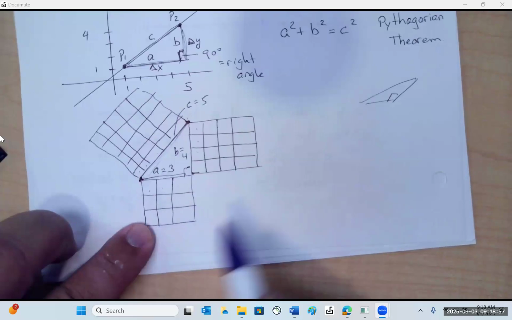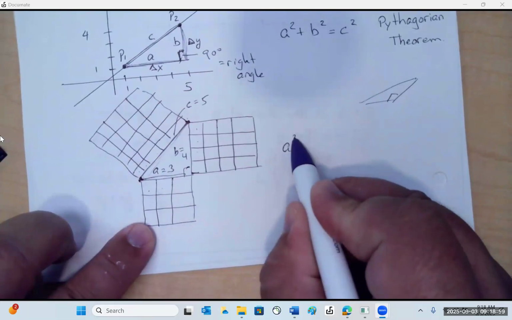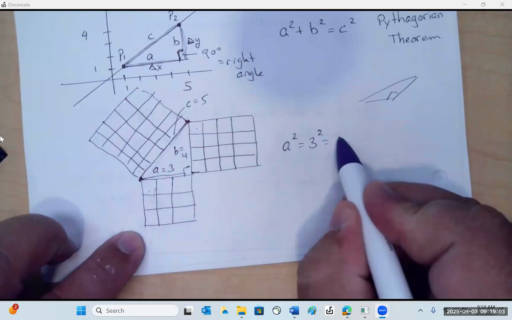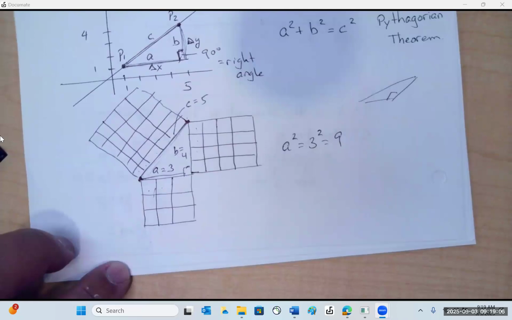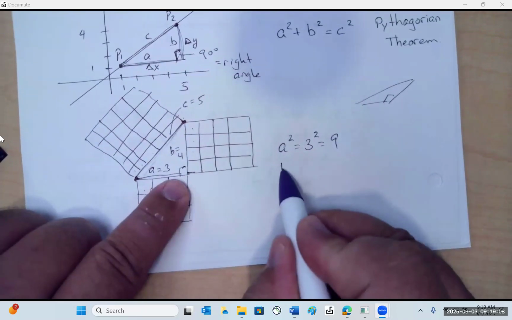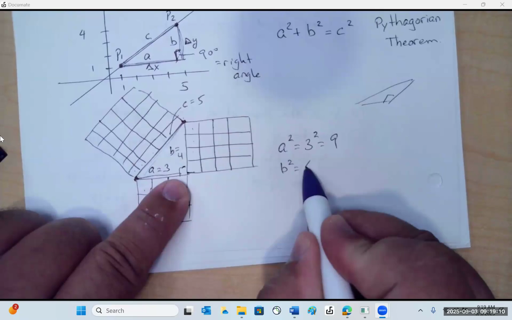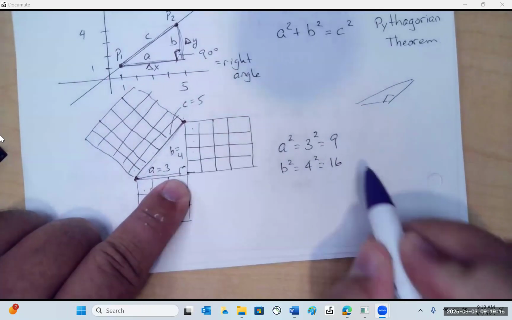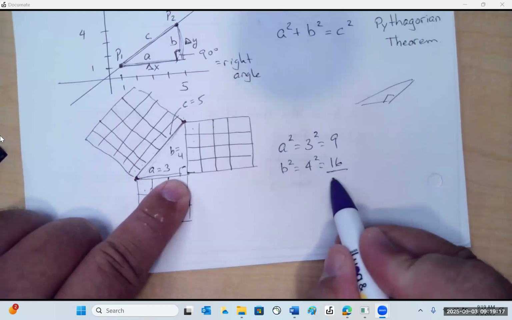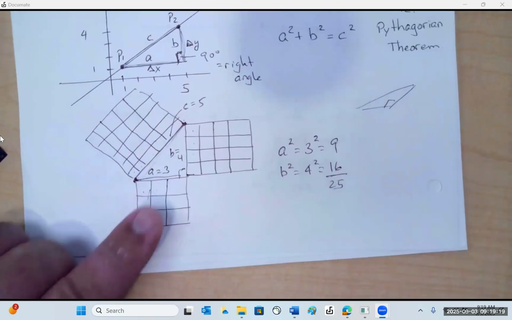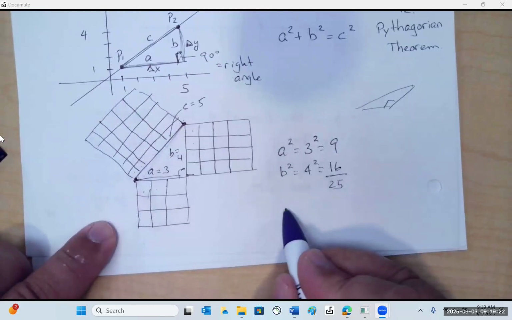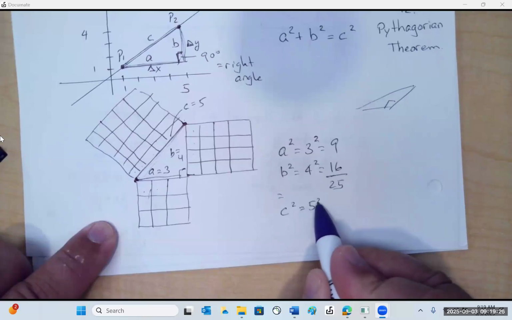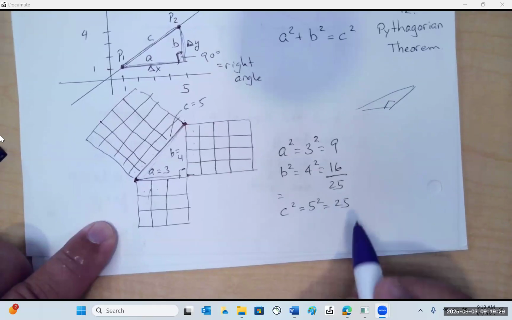Because these are squared, we said if I took A and squared it, he got 9. Then if you took B and squared it, he got 16 squares. And if he added those two together, it is the same thing that C was equal to.